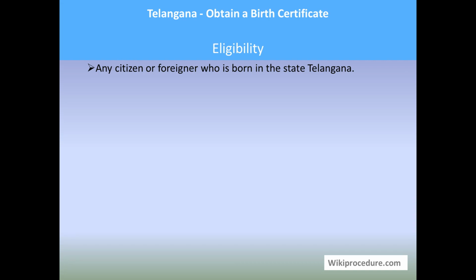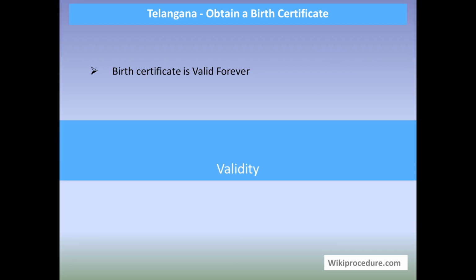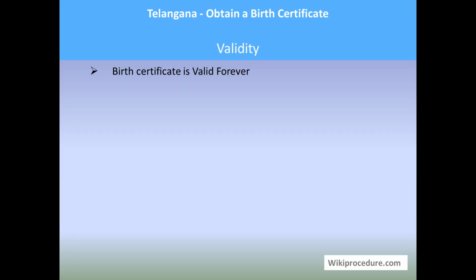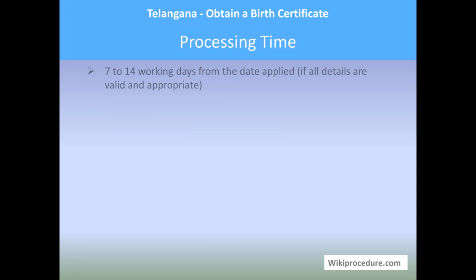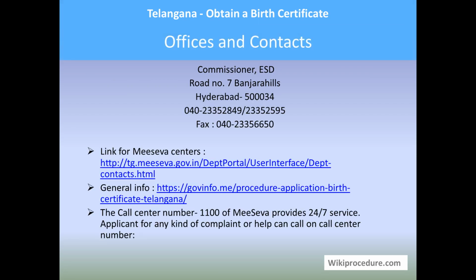Eligibility: any citizen or foreigner who is born in the state of Telangana can apply for this procedure. Validity: birth certificate is valid forever. Fees: at Me Seva ₹15, within GHMC limits ₹25, within AP outside GHMC ₹40, within India ₹60 is charged. Processing time: 7 working days from the date applied. If all details are valid and appropriate, you will get this birth certificate.